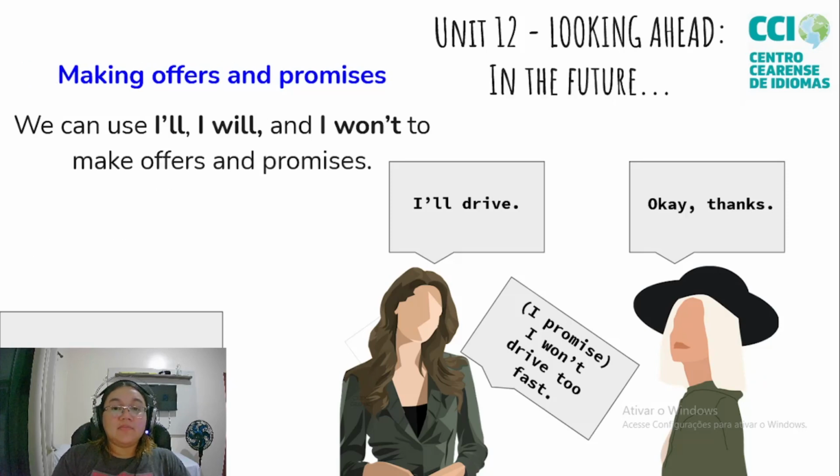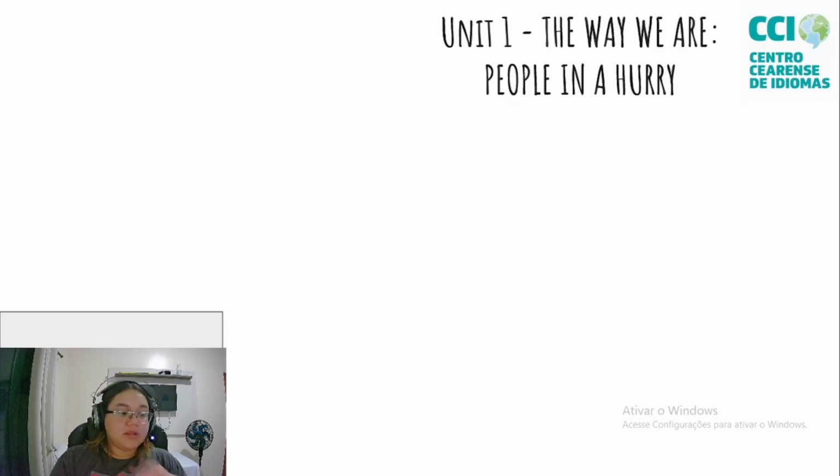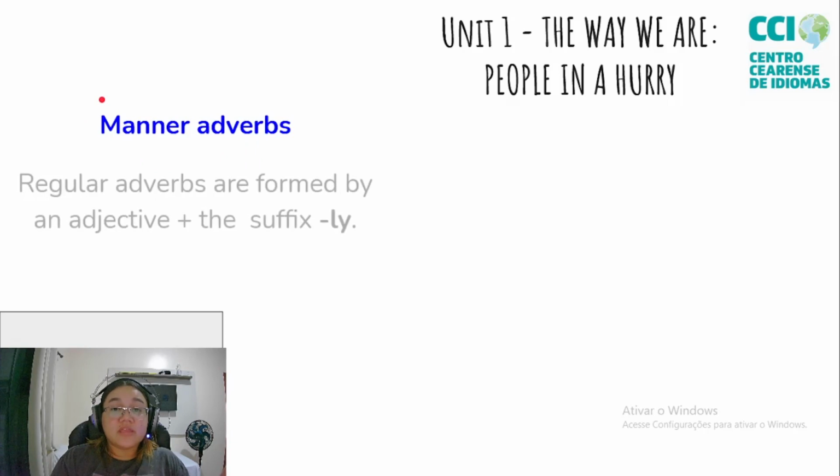And now let's move on to the final unit that we studied together, which was Unit 1 of Book 3. Okay, Book 3. It's not Book 2 anymore. So Book 3 starts with Unit 1, talking about people in a hurry. What is people in a hurry? It's the same as talking about adverbs, manner adverbs, the way that people do things.